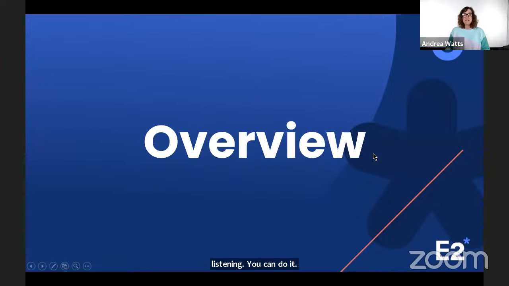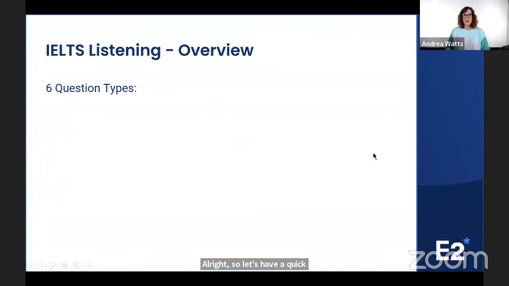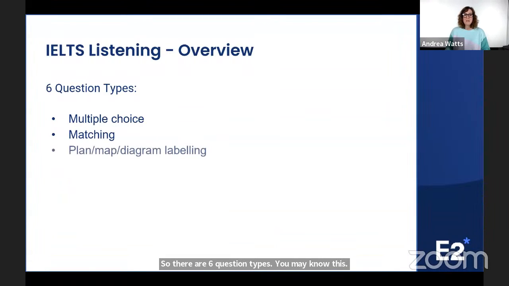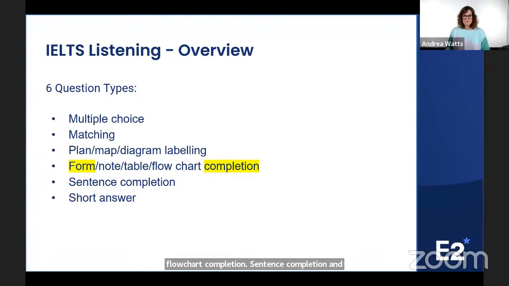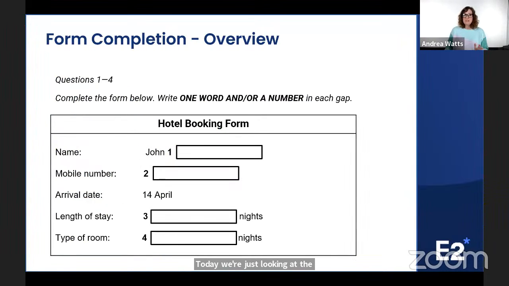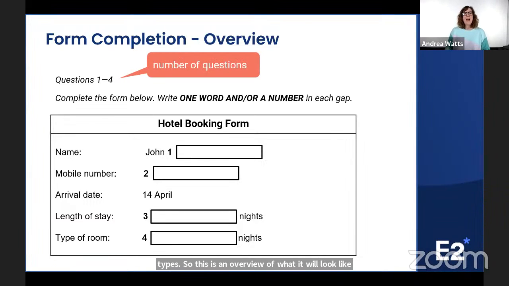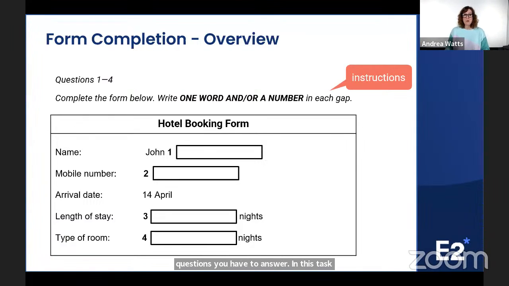All right, so let's have a quick look at an overview of the IELTS listening test. There are 6 question types. You may know this: multiple choice, matching, plan, map, or diagram labeling, form, note, table, or flowchart completion, sentence completion, and short answer. Today, we're just looking at the form completion question types. So this is an overview of what it will look like on test day. It will show you the question, so you'll know how many questions you have to answer in this task. It will show you the instructions for the task.